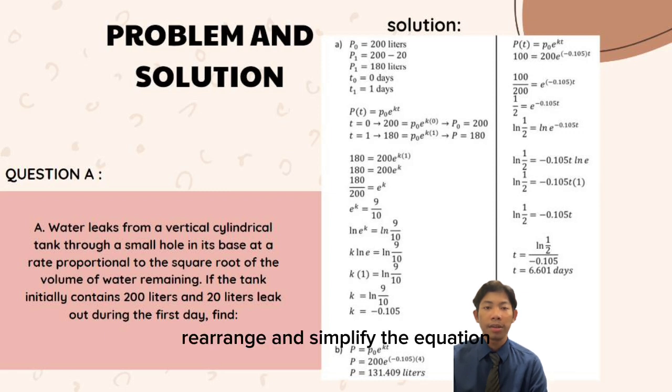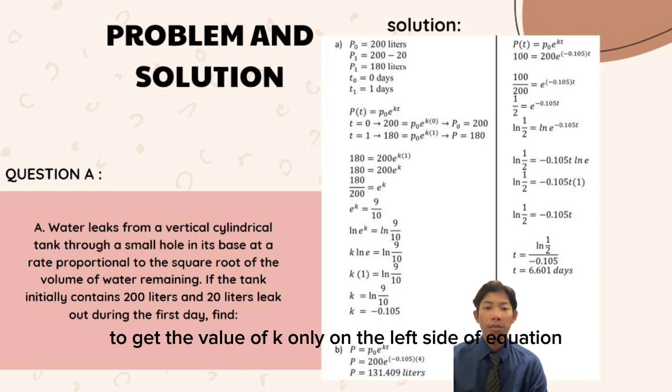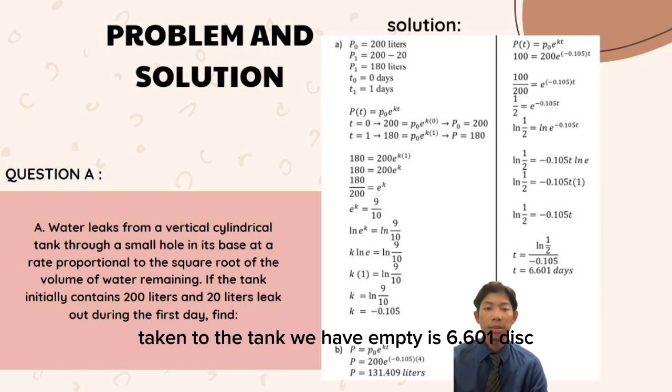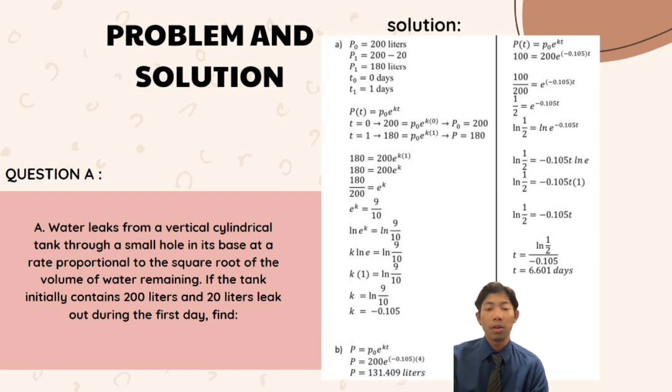Rearrange and simplify the equation. Add ln to both sides of the equation to get the value of K only on the left side of the equation. Calculate as usual and you will get the time taken for the tank to be half empty, which is 6.601 days.